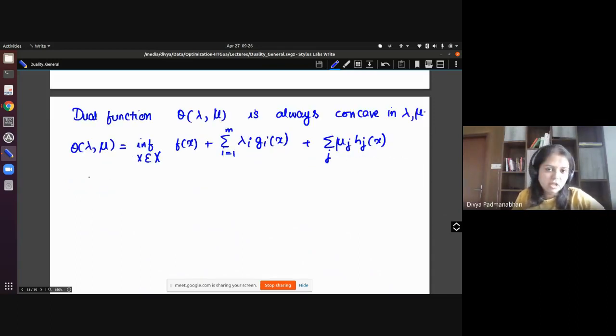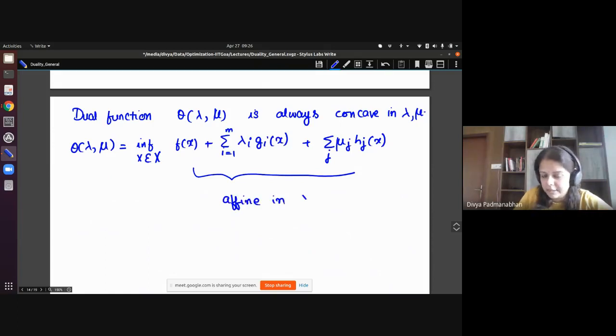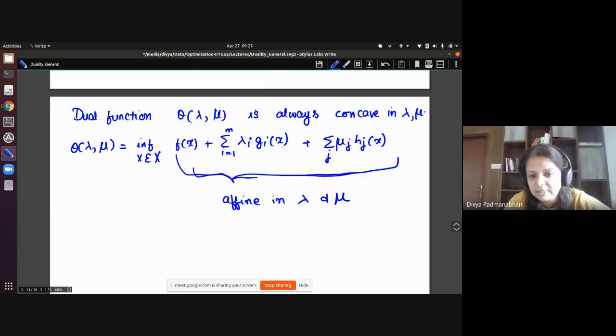So the theta of lambda mu, the dual function, is always a function of the lambda and the mu. Okay, and it's of this form, right? Inf over the x in your domain, of f of x plus this function. So in particular, this is an affine function in lambda and mu. Okay, so this particular thing without the inf, this f of x plus summation lambda g i of x plus summation mu j h j of x, this is an affine function in the lambdas and mu's.